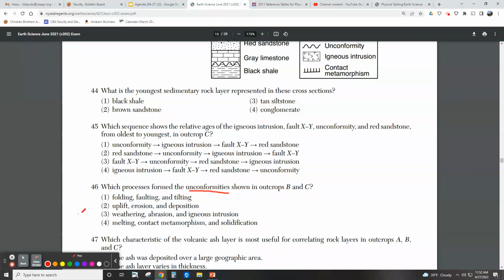Now that kind of does eliminate some of the answers here, because number 1 and number 4 don't include any information about weathering and erosion, but numbers 2 and 3 do. So we kind of have to decide between those ones.